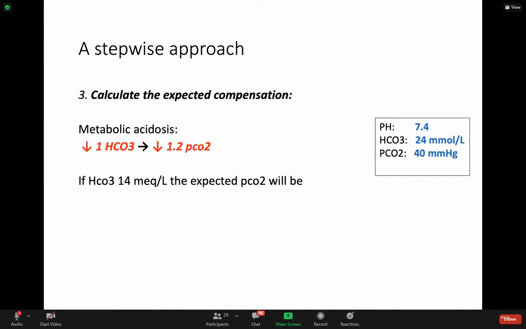will go down by, إذا هذه 10 نزلت by 10. So the PCO2 will go by 12. صح ولا لا يا شباب؟ 1 إلى 1.2، 10 يقابلها 12. تمام. So إذا كان البايكارب is down to 14, then the PCO2 will ideally go down to 28. صح ولا لا؟ 28 plus minus 2. طيب. If the bicarb is 14 but PCO2 is 20, then what do you call this?